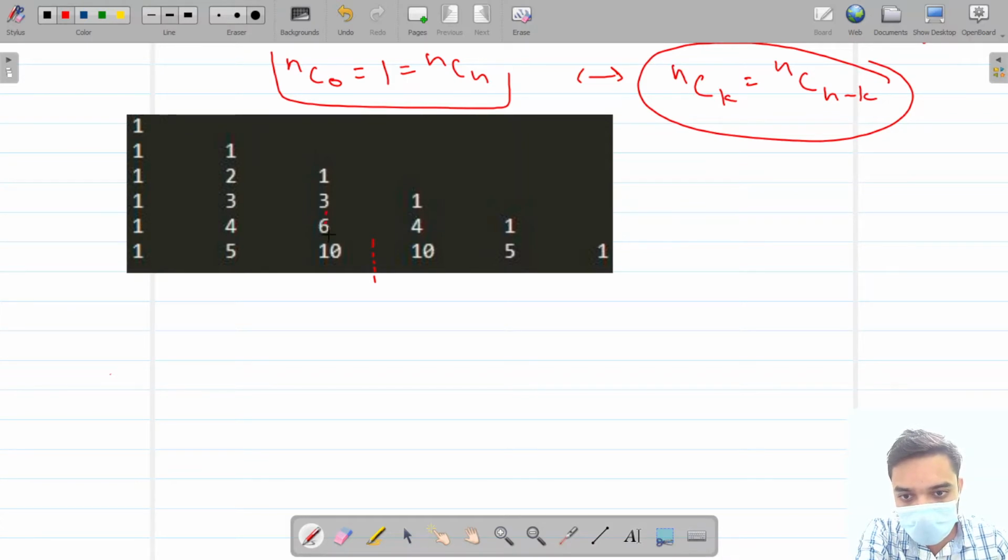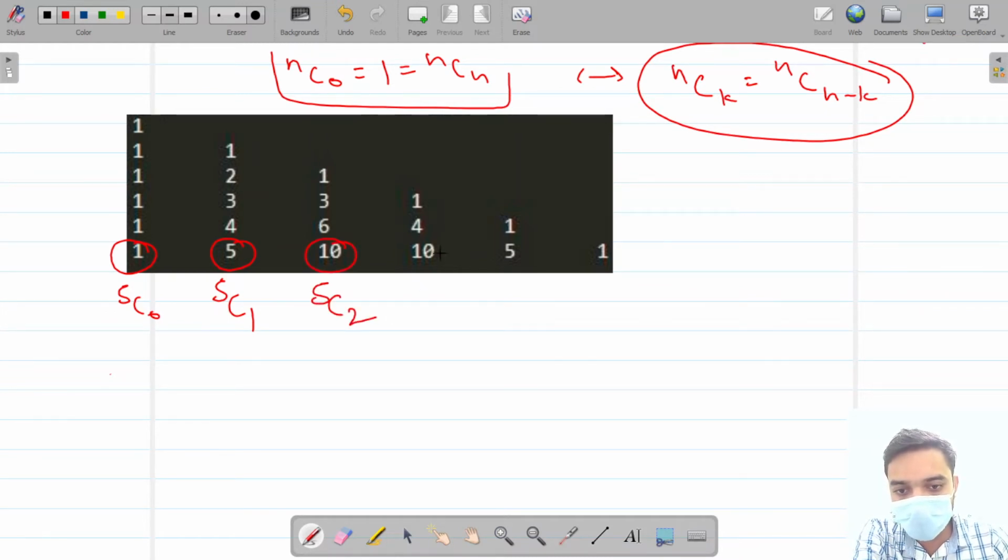From here, 4 1 is symmetric, 4 1, and the same in 1 2 1. It's 1 1, 3 3 1, 1 4 6 4 1. So from here I can see this. What if I say this element is 5C0, this element is 5C1, this element is 5C2, this 5C3, this 5C4, and this 5C5?